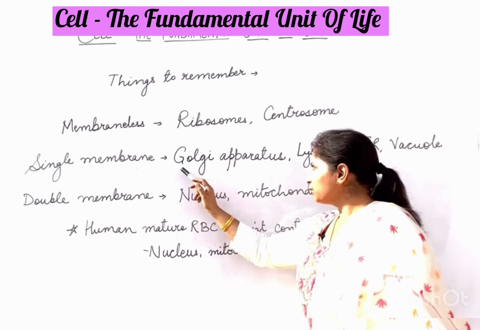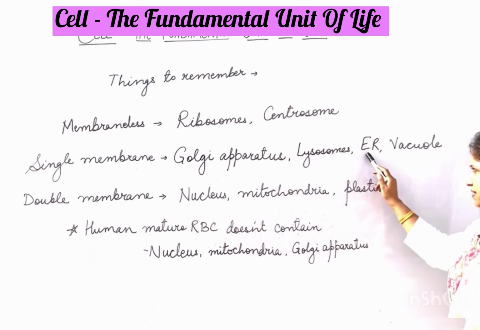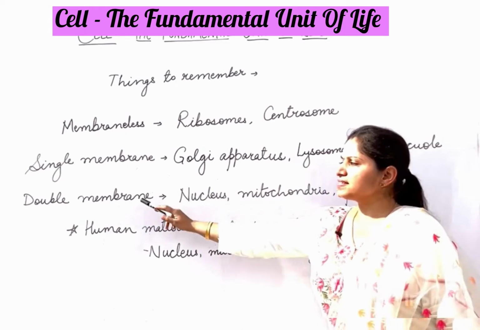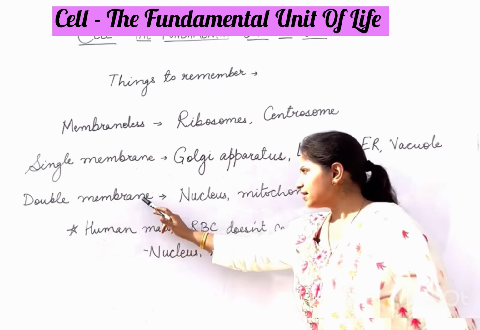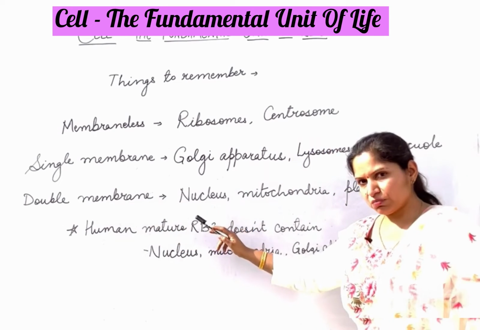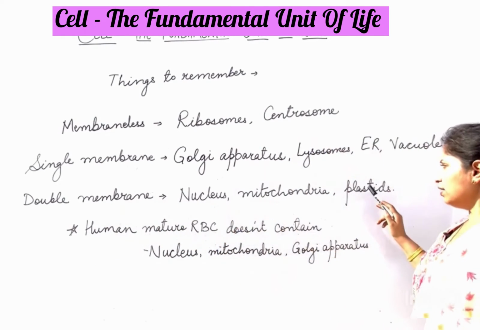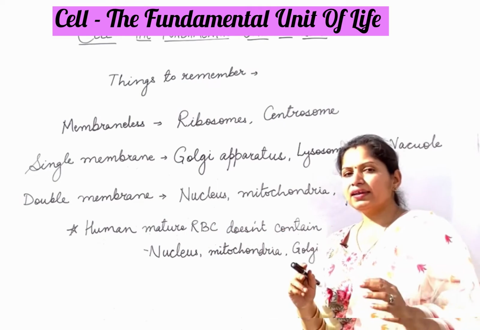You can remember it by that Golu loves eggs very much. Next is double membrane bound organelles, that are nucleus, that is having a double membrane, mitochondria and plastids.